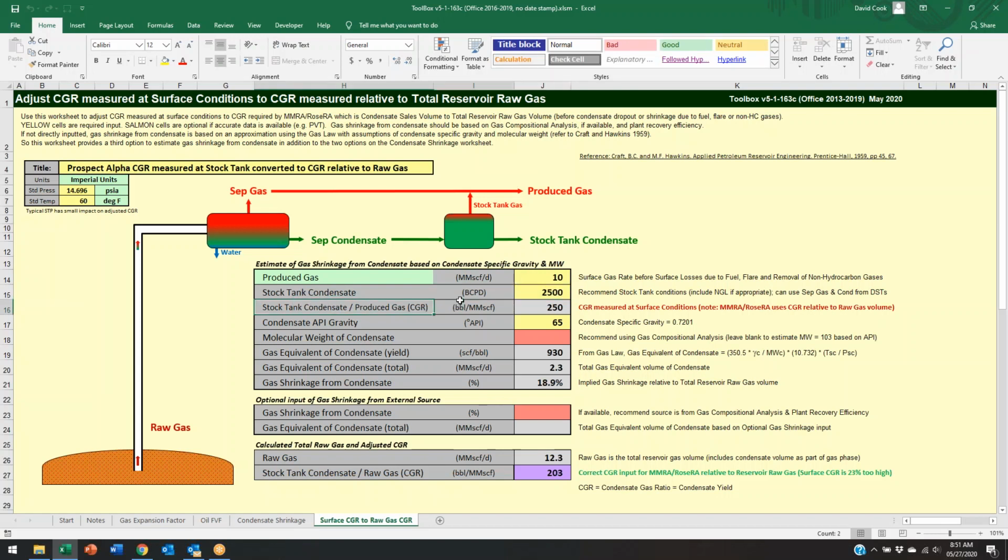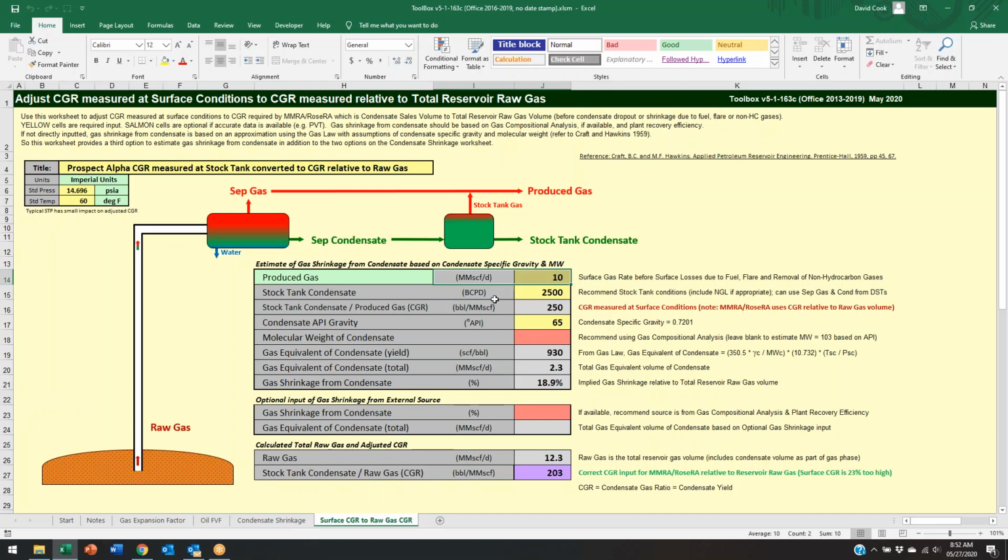And if you just take a simple ratio of those two, that would be represented as, in this example, 250 barrels per million. But that is not the appropriate value that should be input into MMRA, because this is already a shrunk volume, and what you need to input into MMRA or ROSE-RA is the original raw gas stream.